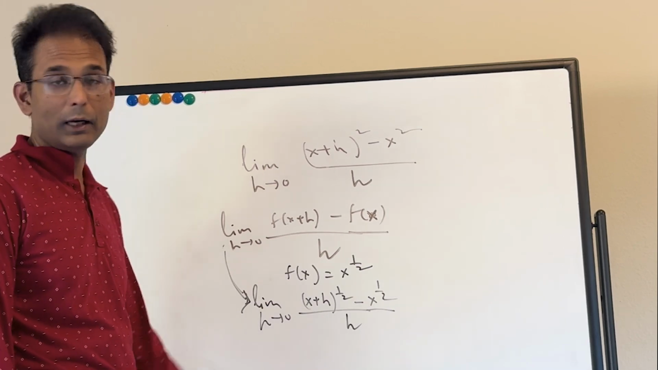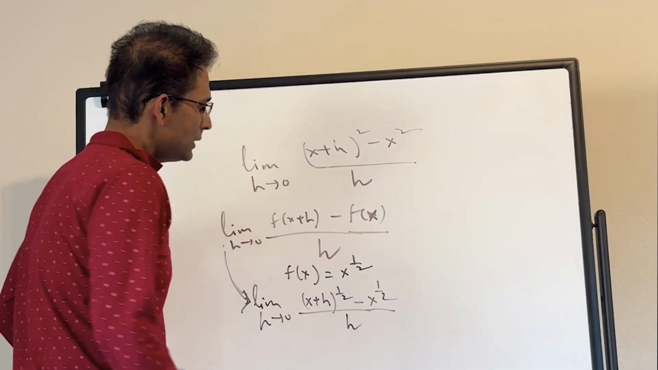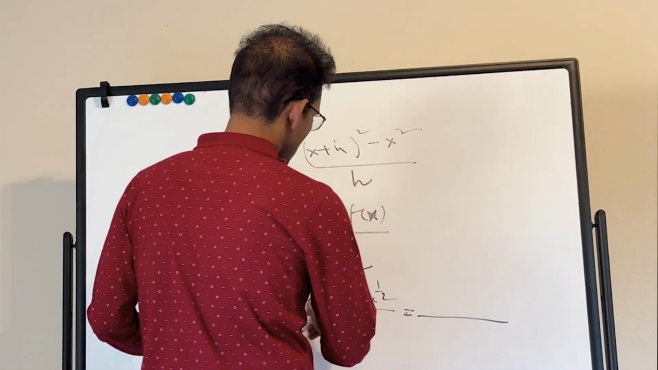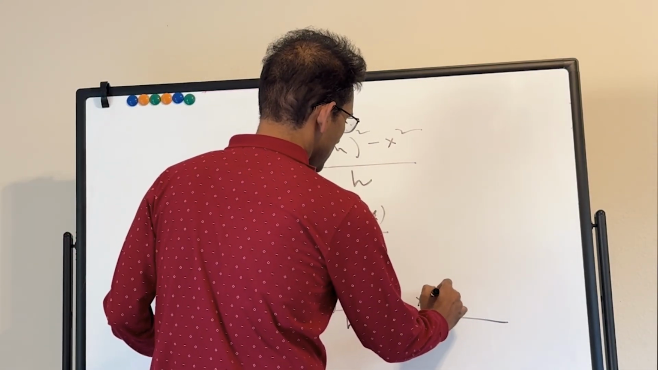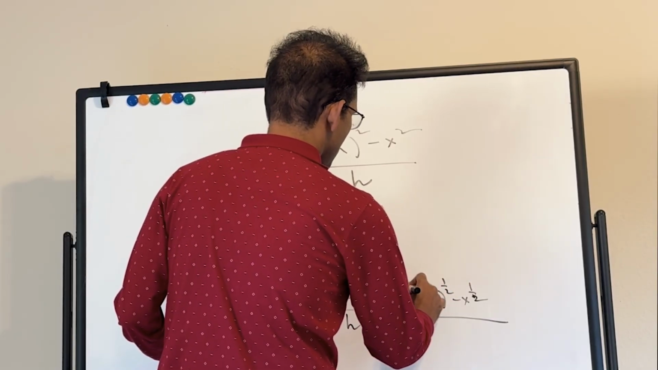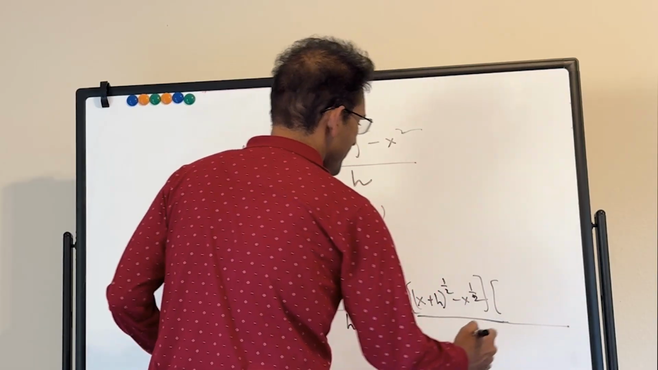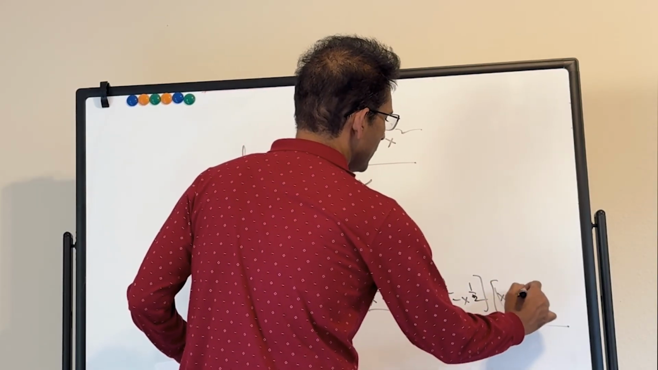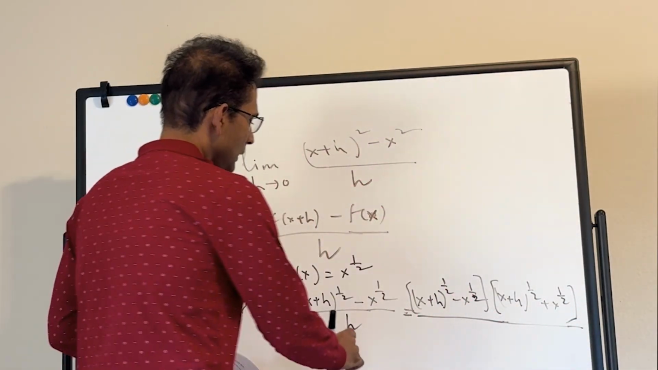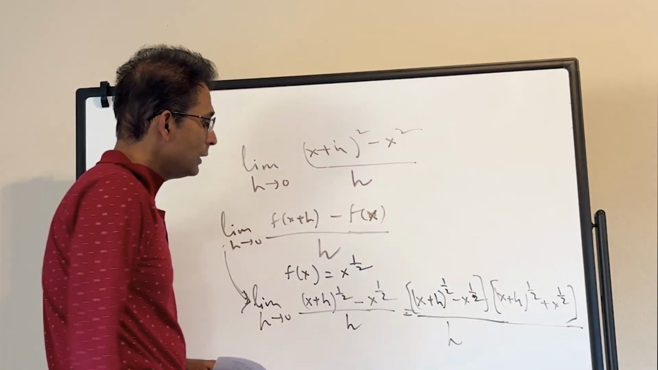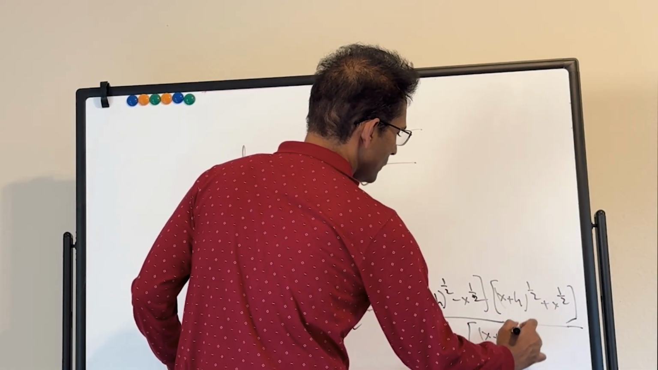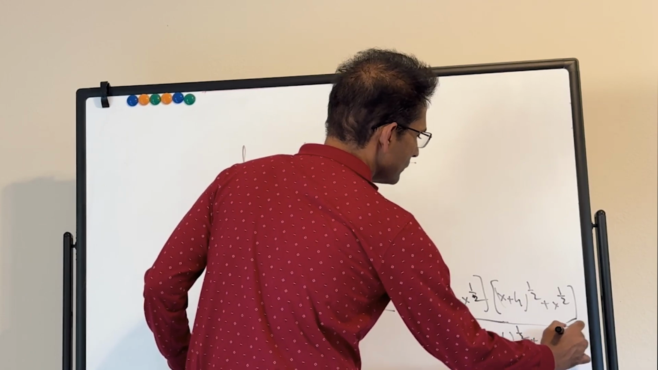So we have to use a trick here. What is the trick? The trick is we're going to write this expression as follows. We just leave it as it is, (x plus h) to the half minus x to the half, and then we multiply this by (x plus h) to the half plus x to the half. And in the denominator, we have h, so we have to multiply that by this expression, (x plus h) to the half plus x to the half.